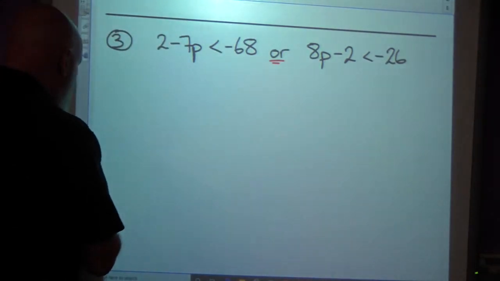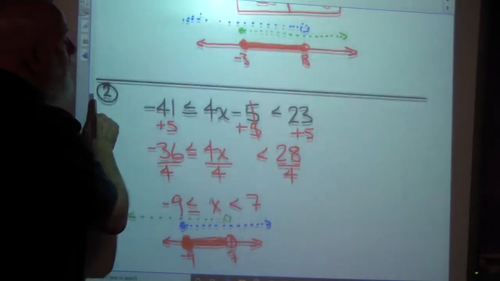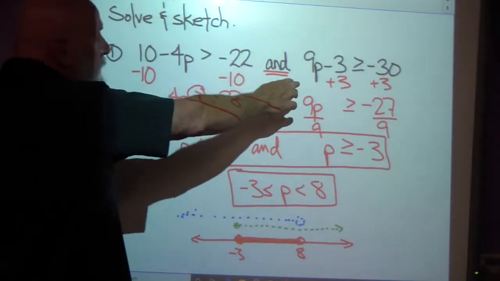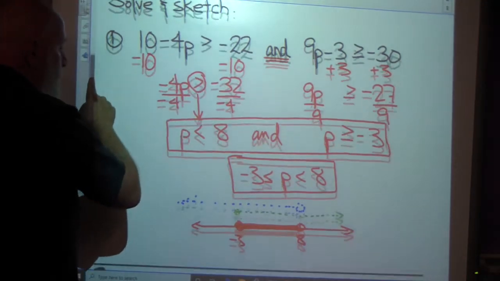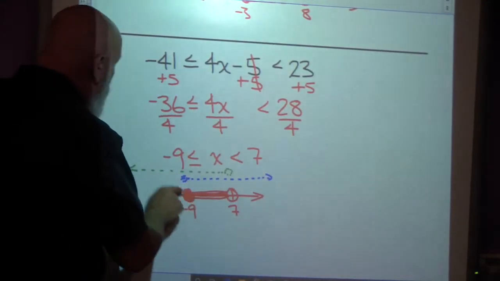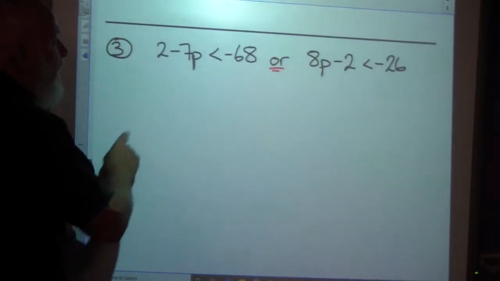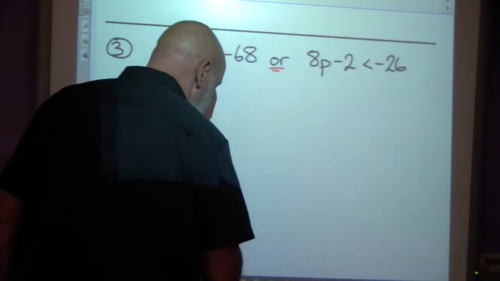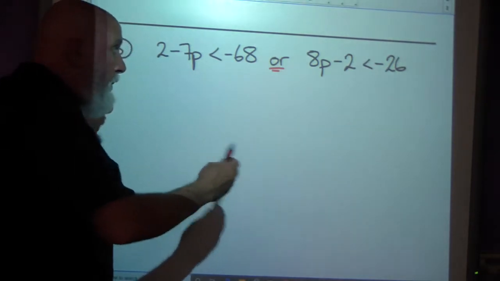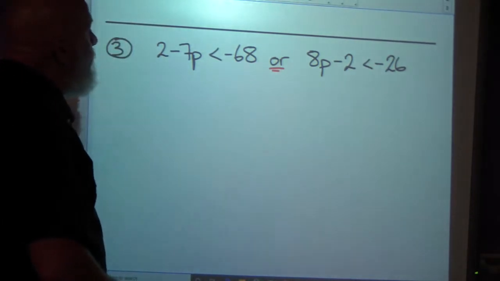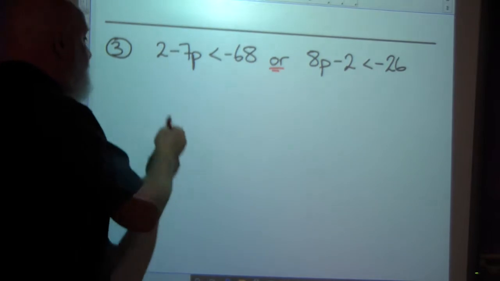What we're talking about up here is where they're both true. That's the intersection of these two. The intersection is where they overlap. Here, we're going to talk about where either one of them is true. We think of that as the union. So I'm going to solve both of these, try not to mess it up when I'm going through the motions here, and hopefully I'll get it right.